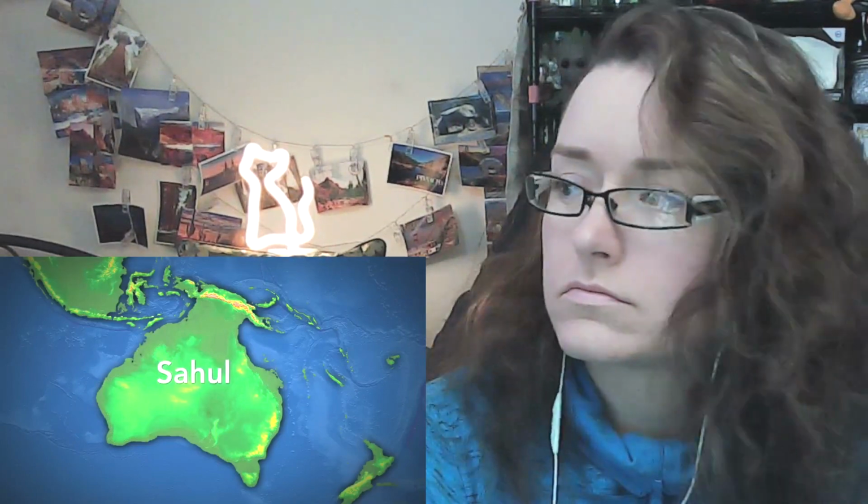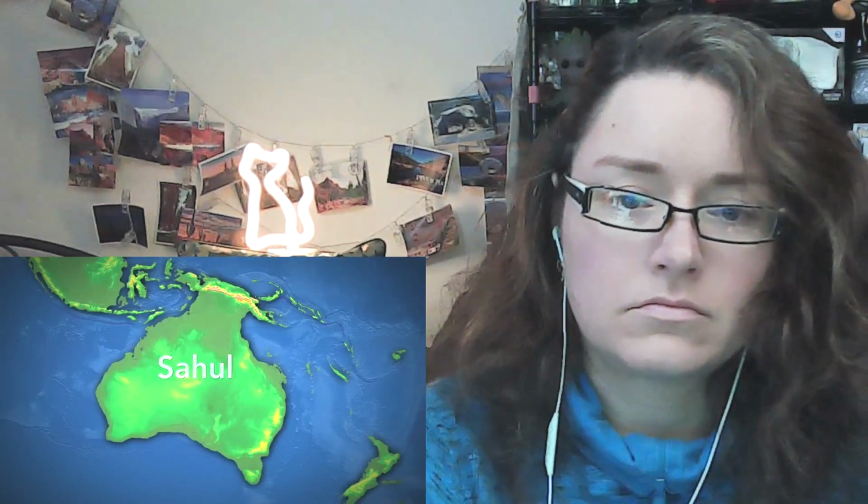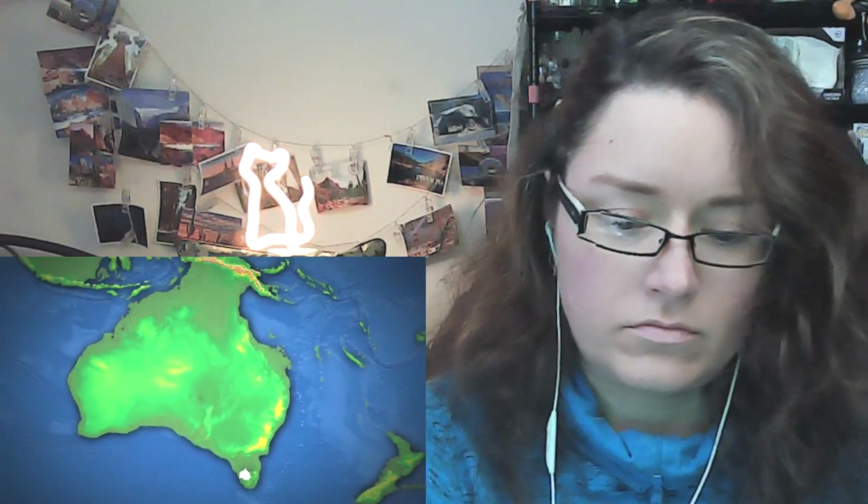This continent, given the name Sahul, would have measured nearly 12 million square kilometers, making it roughly equal in size to modern-day Antarctica. Besides those small glaciers found in Tasmania I mentioned earlier, Sahul would have been the largest ice-free landmass on the planet, and therefore the landscape here was largely unaffected by the Ice Age.